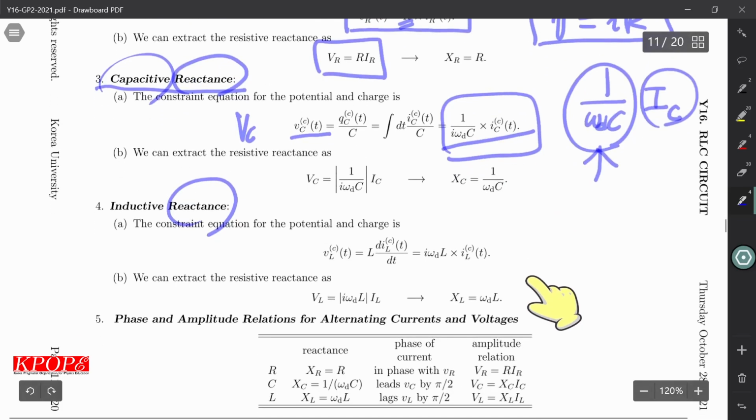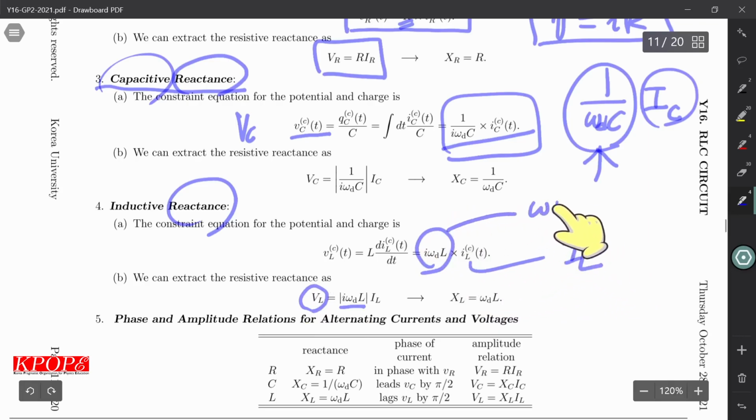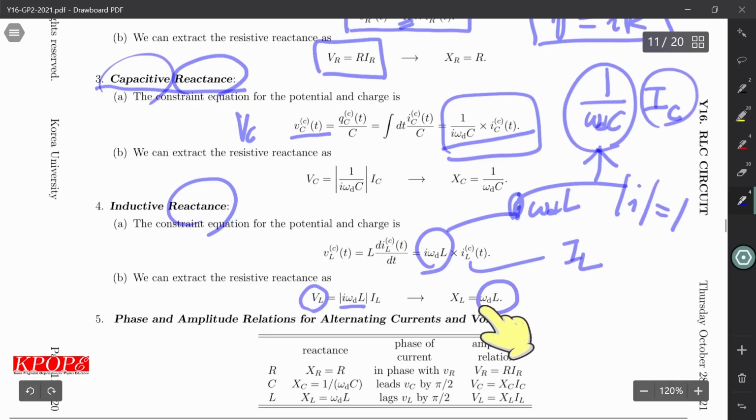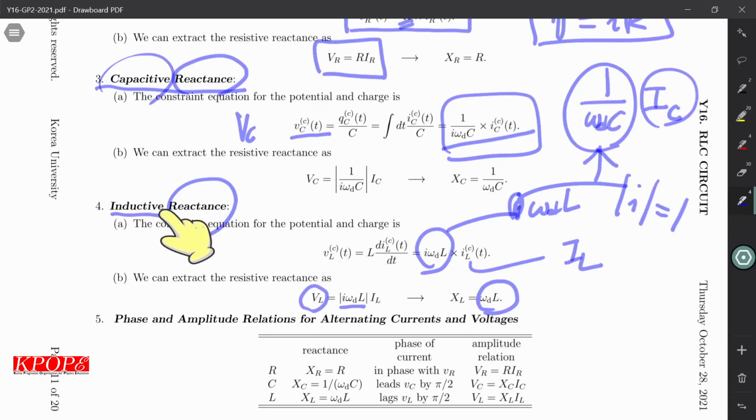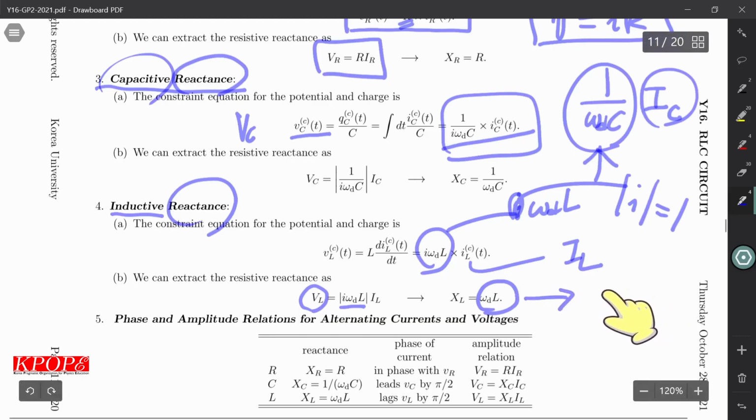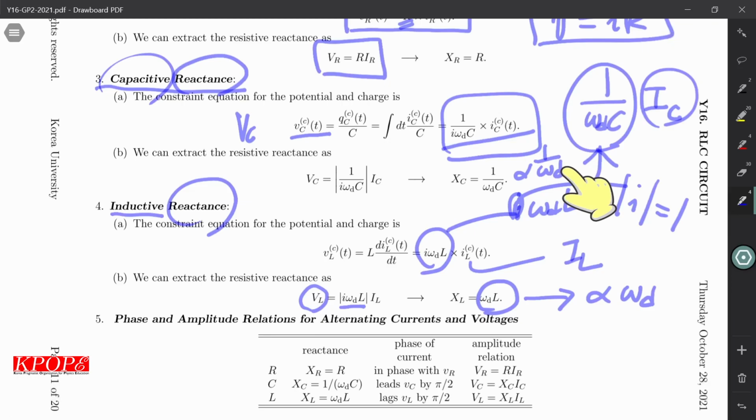In a similar manner, we had the factor of i omega L. At the amplitude level, the amplitude is VL. This amplitude, the whole amplitude is IL times omega L. The absolute value of i is 1. So omega L is the reactance for the inductance. Reactance for the inductance increases proportional to omega. For capacitor is proportional to 1 over omega. That's quite important.